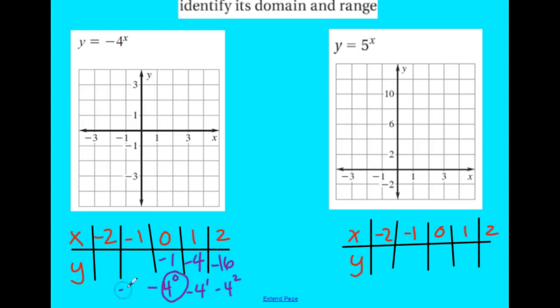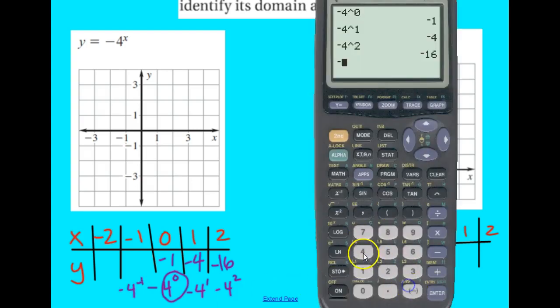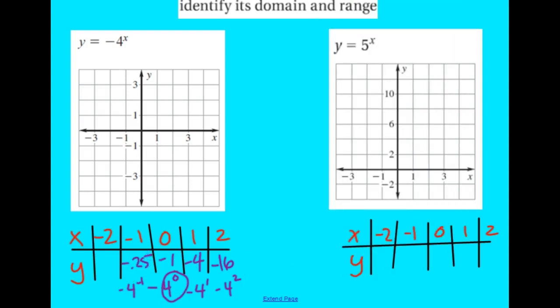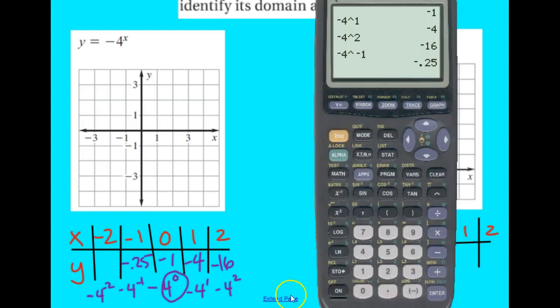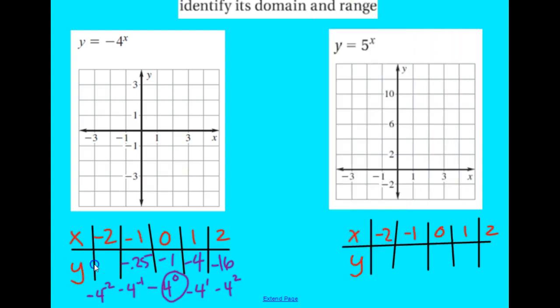Over here we have -4 to the power of -1. I'm just going to keep plugging them in my calculator. -4 to the power of -1 gives me -0.25. And last, -4 to the power of -2 is -0.06. I'm just going to do the first 2 decimals. -0.06. So I'm going to plot my points.